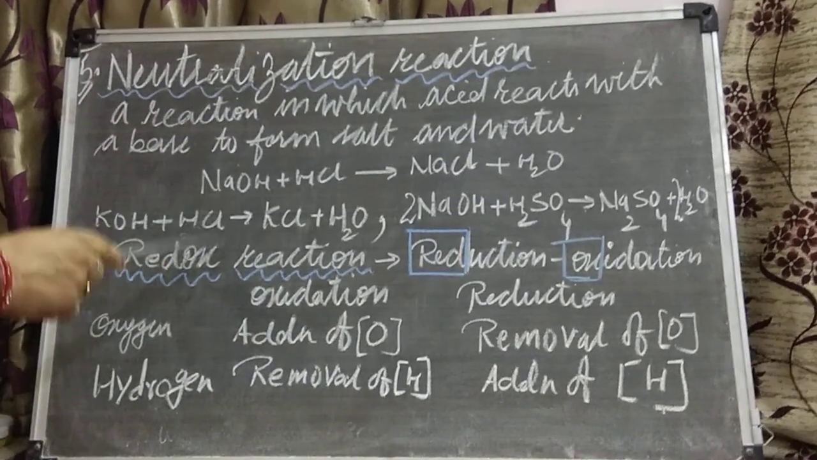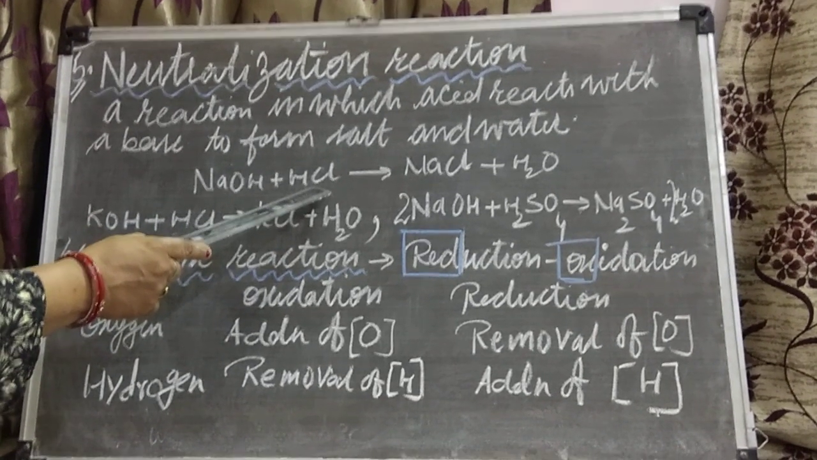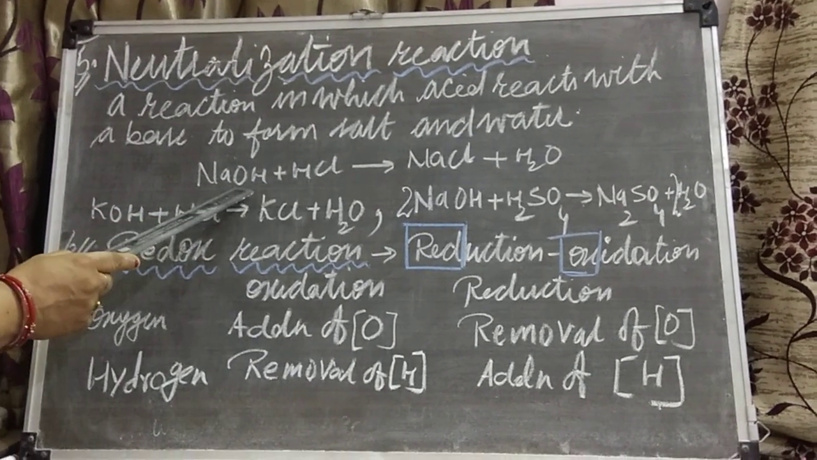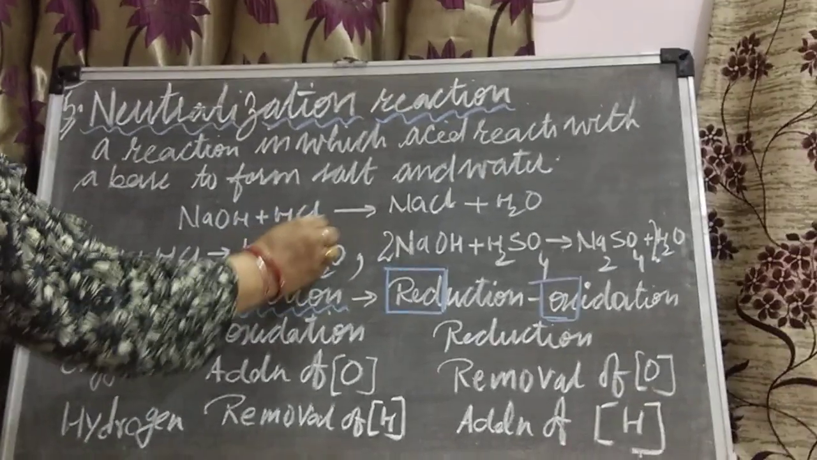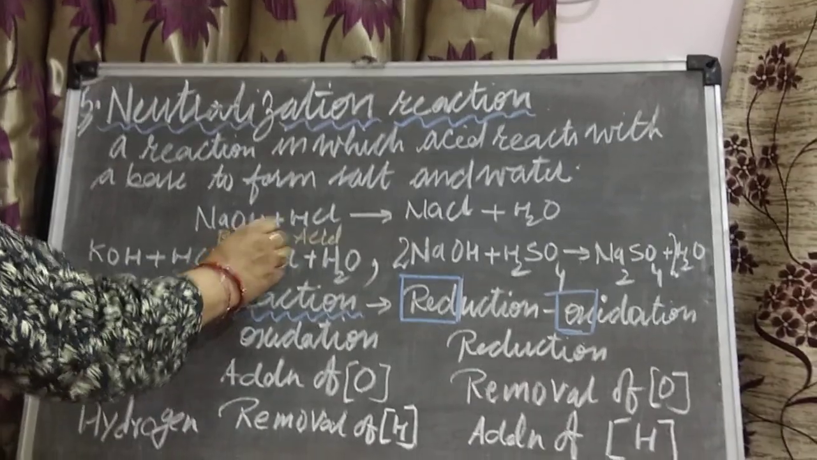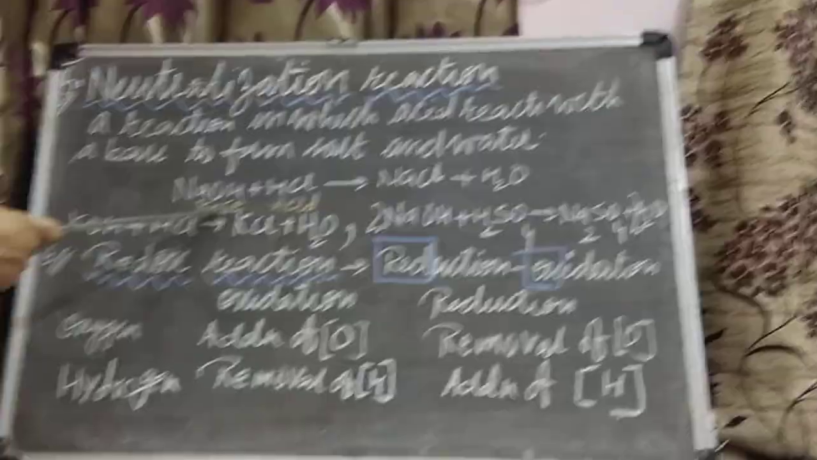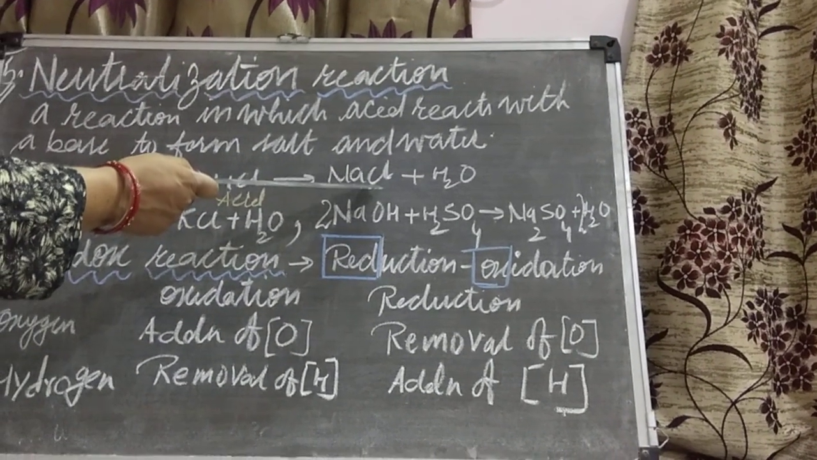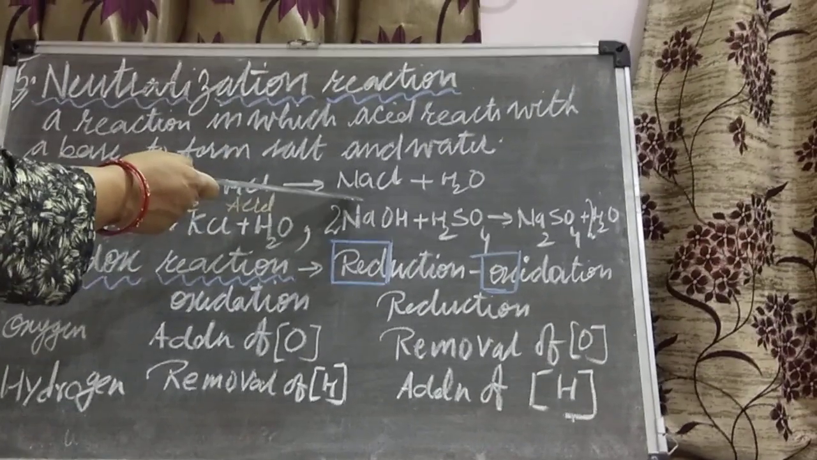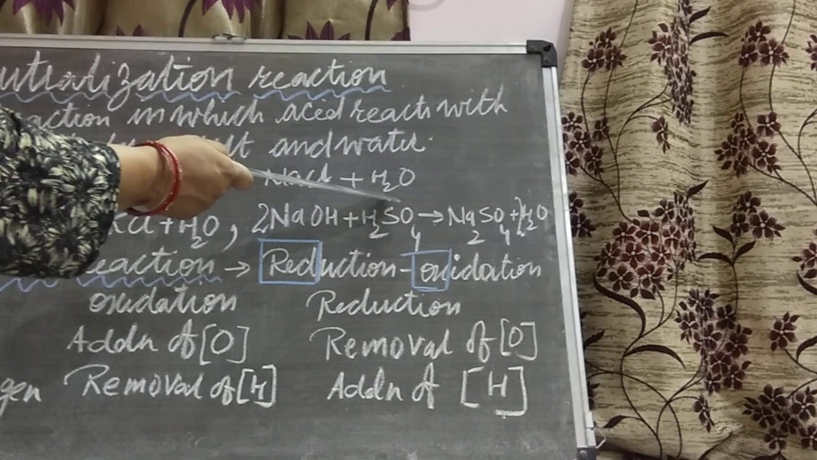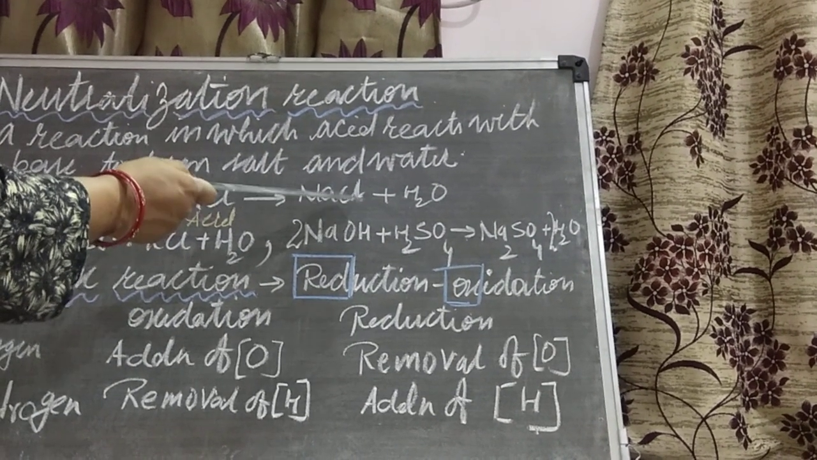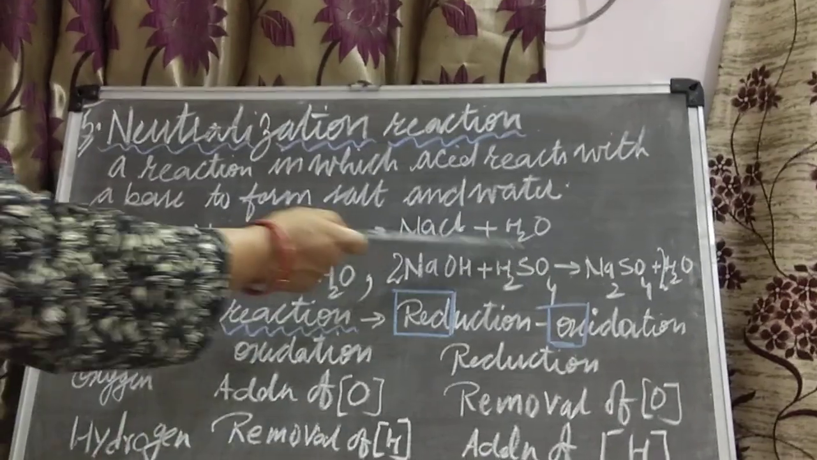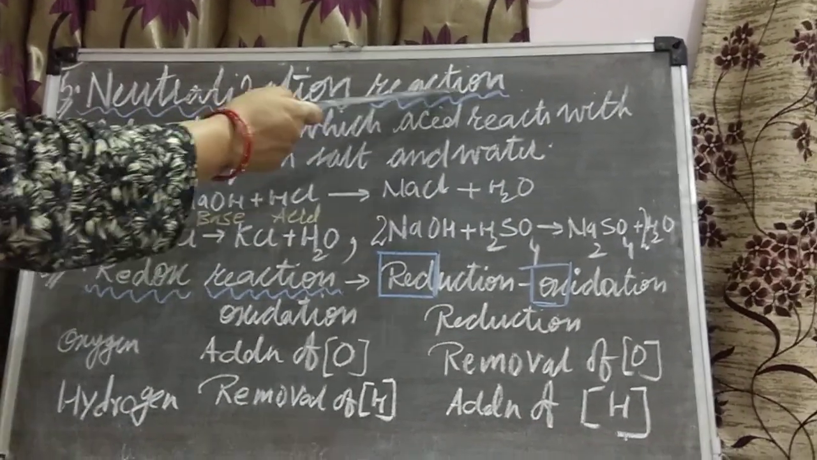So what are the reactants here? One is acid, hydrochloric acid, students, and the other is base, sodium hydroxide. When acid is reacting with base, we are getting neutral salt, NaCl. This is salt, students, table salt, which we take daily. And water is also obtained. Water is also neutral. NaCl, sodium chloride, is also neutral. So the reaction in which acid reacts with base to form salt and water is called neutralization reaction.